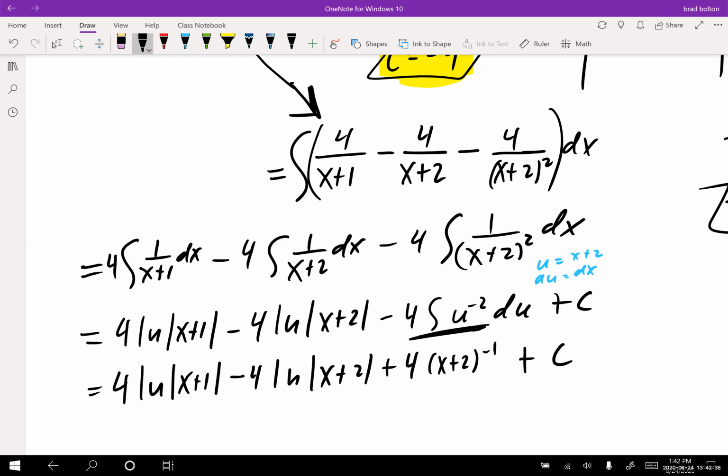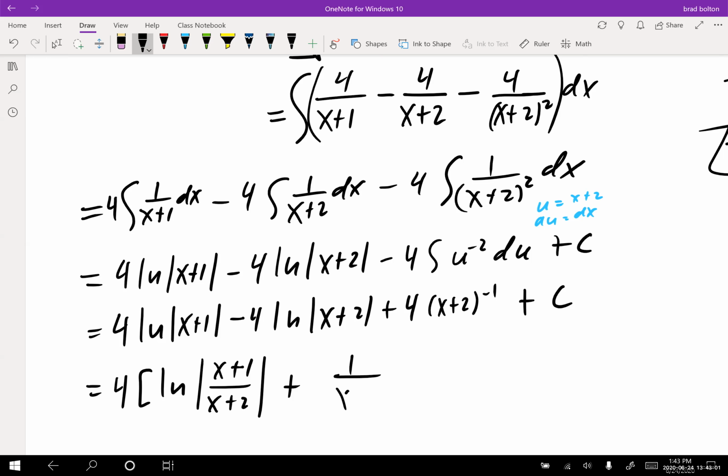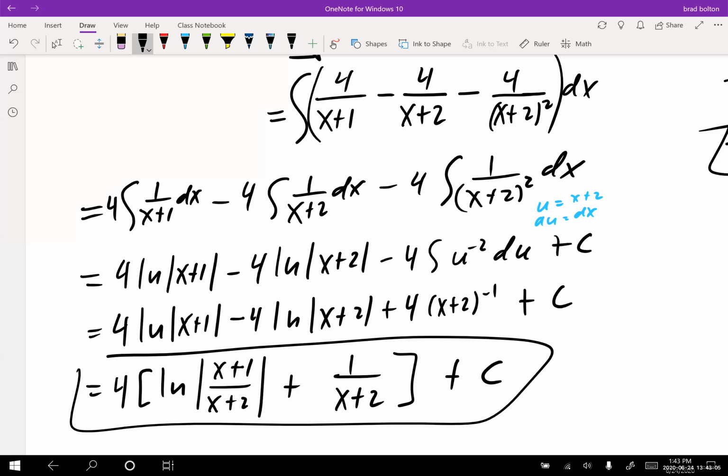This one does not require natural logs because it's a -2 power, not a -1 power. Okay, so I think your homework's going to ask you to factor this. So this will become 4 natural log of the absolute value of x plus 1 over x plus 2, plus 1 over x plus 2, plus c. That would be the cleanest way that it could be written, but I absolutely would take this answer.